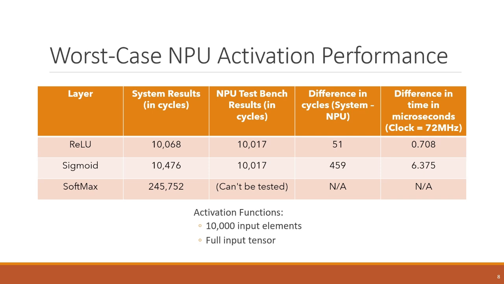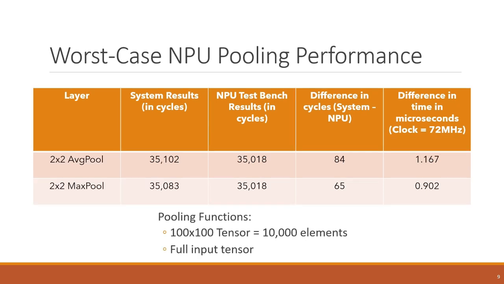ReLU, Sigmoid, and Softmax use the full activation tensor. Softmax could not be tested using the test bench because it requires logic defined in the library function. There is very little overhead added to the NPU's raw performance by the ADA application layer. Here we show the worst case NPU performance for the pooling functions. Pooling uses a 100 by 100 tensor. Again, there is very little overhead added to the NPU's raw performance by the ADA application layer.